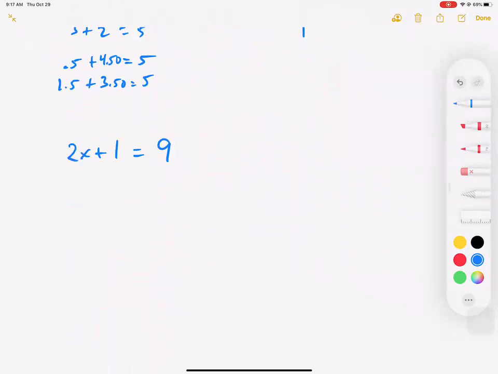Okay, a little bit bigger number. Whoops, this is a y. I don't know why I did that. 2x plus y equals 9. Again, this is what we call standard form because x's and y's are on the same side. This looks very standard to me.